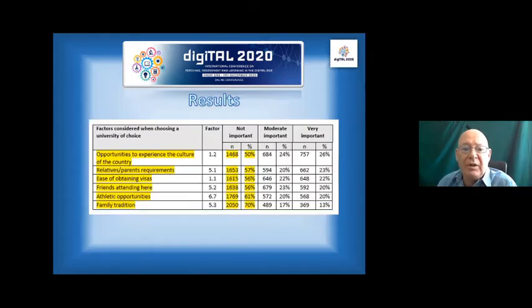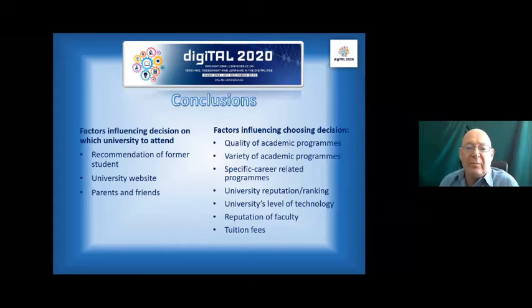On the bottom end of this, and there were many more factors, there were over 50 factors which we identified. We found that the relatives' requirements, obtaining a visa, specifically a study visa, and family traditions were factors which weren't considered important. So if we look at this, we can see that the recommendation from former students, the university's website, and the influence of parents and friends are very important in influencing students to make a decision. And then the factors looking at choosing a university are the quality and the variety of the academic programs, the university's reputation and ranking, the use of technology at the university, the reputation of the faculty, and tuition fees. Those were the important criteria which we found in the study.